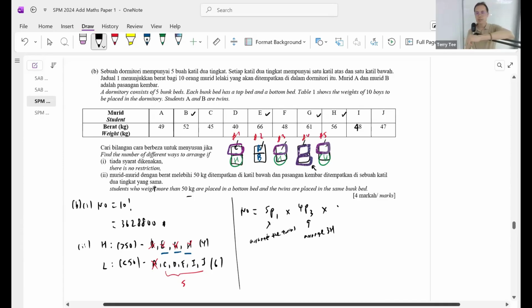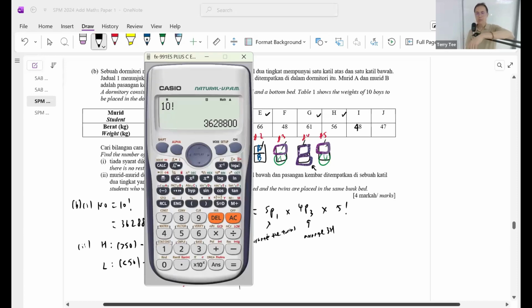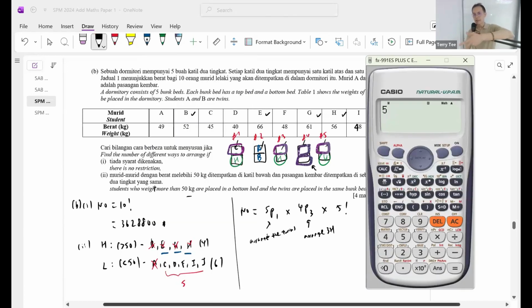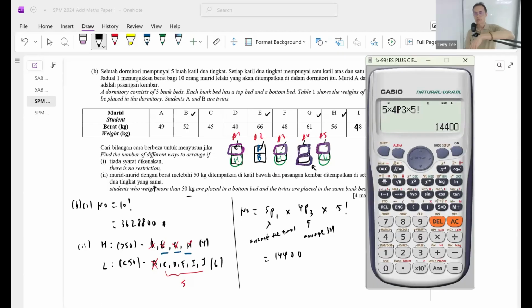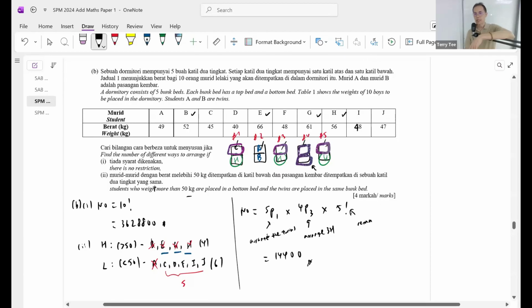So how many ways to arrange the rest? You can write 5P5, you can write 5 factorial. I'm just going to use 5 factorial. So it looks like this: 5P1, which is 5, times 4P3, then times 5 factorial. There you go. My answer is 14400. This one is the remaining 5L. L is the light one.